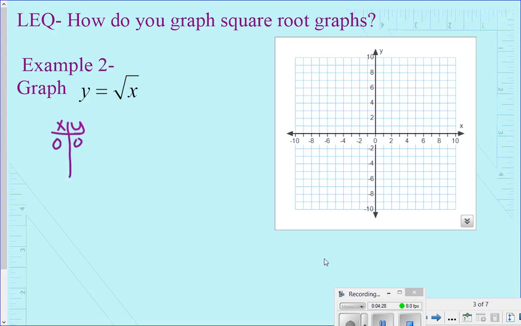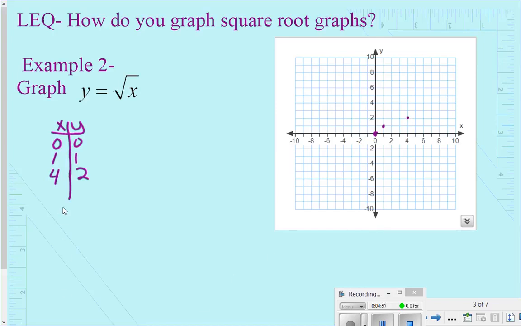So make yourself a coordinate plane and then plot 0, 0. So 1 I can put in because that I can take the square root of easily. 1, 1. And then I'm not going to pick just every x value. I'm going to be smart about the ones I pick. 4 would be nice because that's a perfect square and I can easily take the square root. So 4, 2.